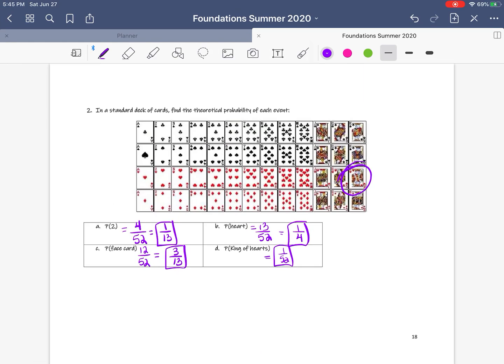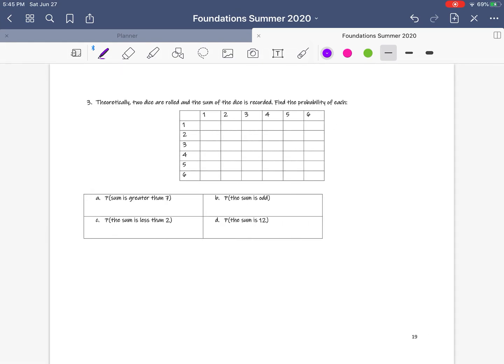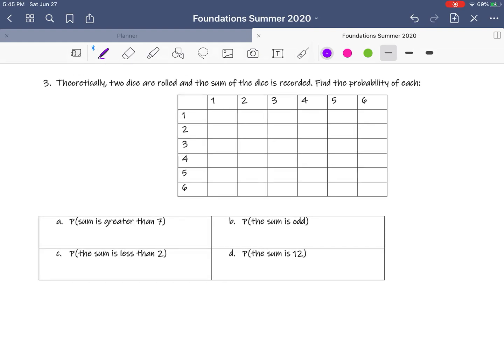And that's that. Last example. Theoretically, 2 dice are rolled and the sum of the dice is recorded. Find the probability of each. So this table represents the number on the die. And then here represents the sum. So pause it, fill out the table, unpause it, and then check your table with mine.